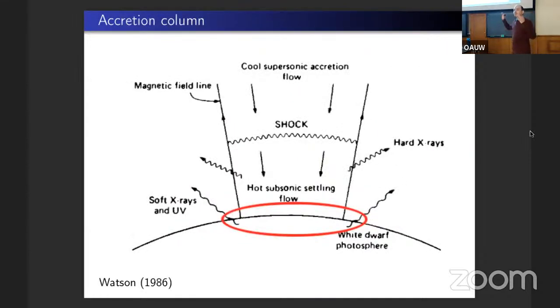So basically, what we see from TESS is the flickering source is not only the photosphere of the white dwarf, it also has to originate somewhere else. And because the eclipse time is different, we know it has to be far away from the white dwarf surface.